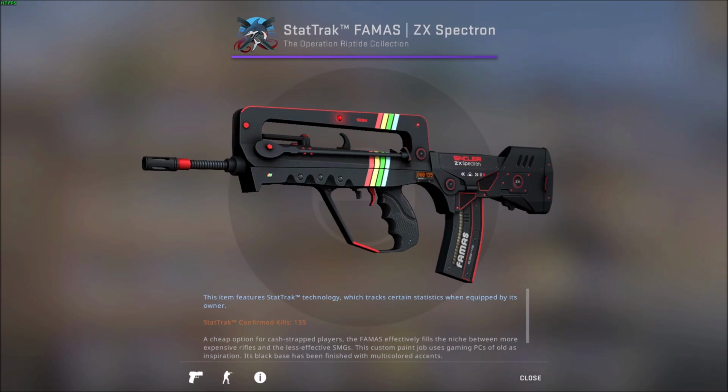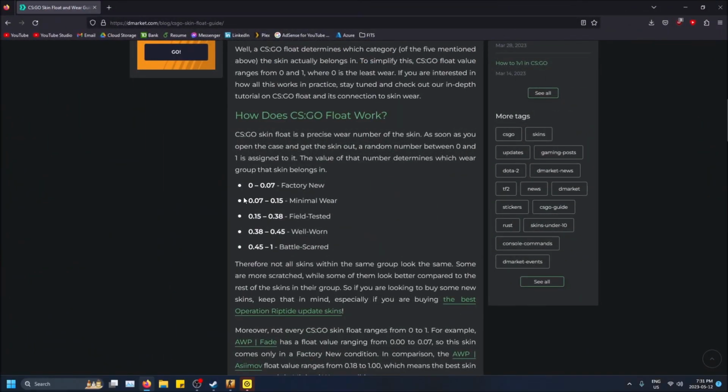For example, I have the website open right here. And if we take a look, it'll say 0.07 factory new. Minimal wear. Okay, so it goes from 0.15 to 0.38 field tested, and after that is well worn. And battle scarred is 0.45 to 1. So float goes up to 1. And when it's at 1, I would say pretty much the whole skin is scratched off. So it's pretty interesting to see skins like that. Some of them have high value that way.